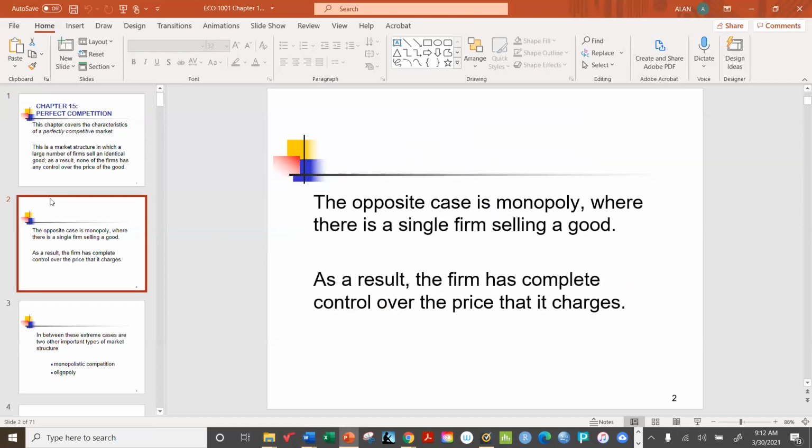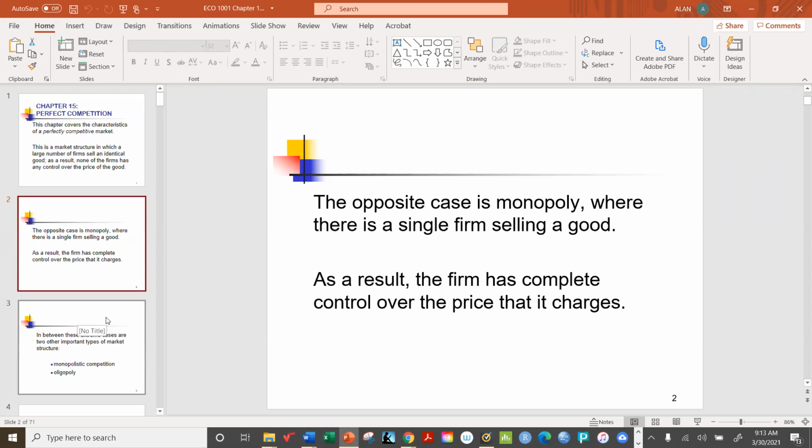The opposite of perfect competition is monopoly, where there's a single firm selling that good. So unlike the perfectly competitive companies, which have to basically charge the same price to avoid losing all their money, here the monopolist can literally charge whatever he or she wants to sell this product because nobody else has it. Okay, and then we have everything in between.